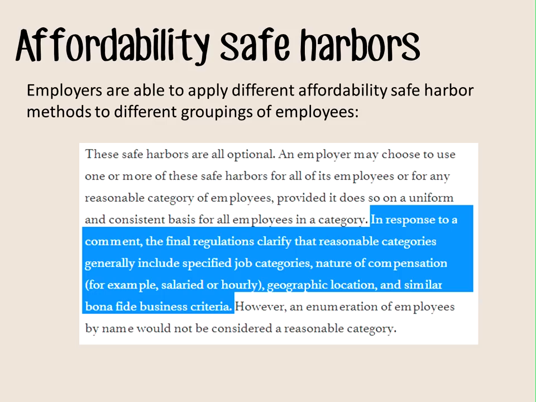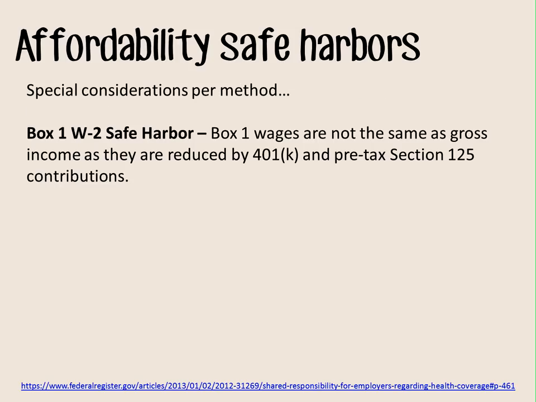Based off of February guidance in 2014, employers are able to apply different affordability safe harbor methods to different groups of employees. Reasonable categories include things such as specified job categories, nature of compensation, geographic location, and other bona fide business criteria. There are a number of special considerations for each safe harbor method.